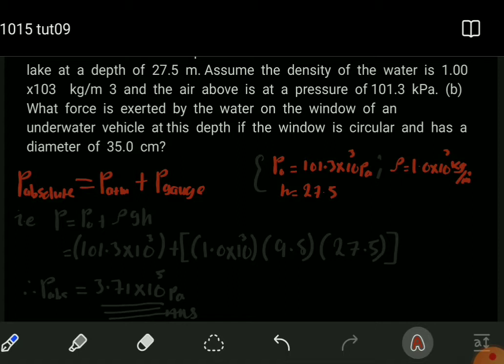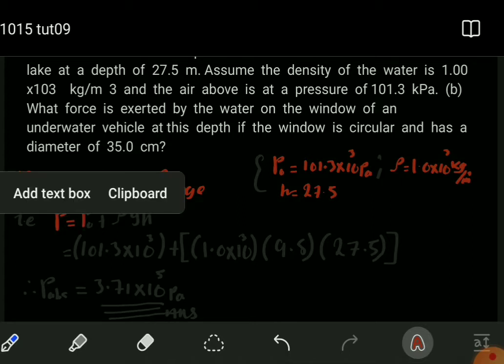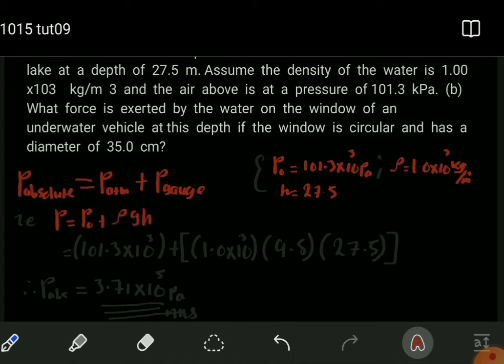Okay, so let us go back to our formula. We know that P absolute is given as P naught plus rho g h, where rho g h is simply the gauge pressure. Okay, so let us substitute these values into our expression. If we substitute these values in our expression, we are going to obtain the value of our absolute pressure as 3.71 times 10 to the power 5 pascals.